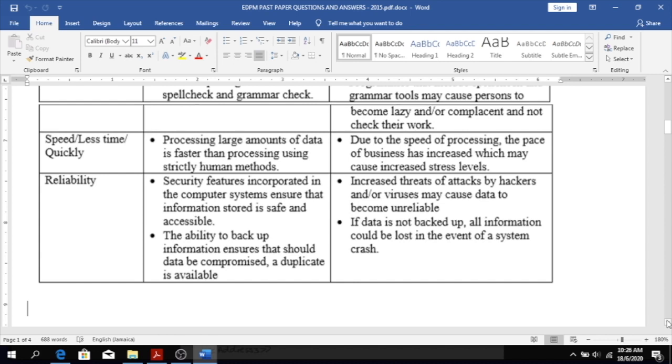Disadvantage: increased threats of attacks by hackers and or viruses may cause data to become unreliable. So if it is messed up because of some hacker or some virus, you can't get access to it, right? You can't rely on it if that's the case. Another disadvantage is that if data is not backed up, all information could be lost in the event of a system crash. And that's why it is important to have a backup.